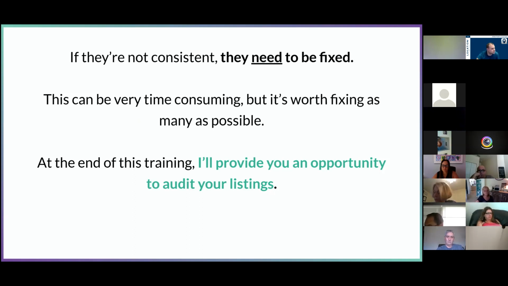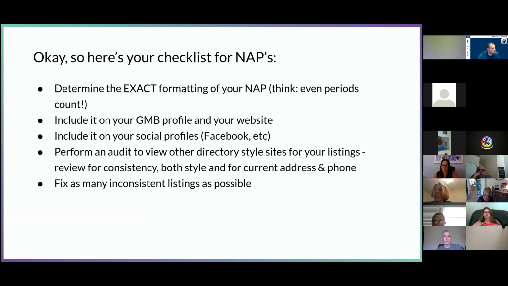All right, the first step is auditing. And I'm going to provide you at the end of this an opportunity to audit your listings to see where you stand. But then fixing them, let's say you find 30 inconsistent listings. Fixing them can be very time consuming because you have to go to each site. Assuming you're doing this yourself, you'd have to go to each site, create accounts, log in, update the listings, verify the listings, and all that. But it's super important to do. But again, it's going to depend on what that audit looks like. And at the end, I'm going to give you the opportunity for the audit.